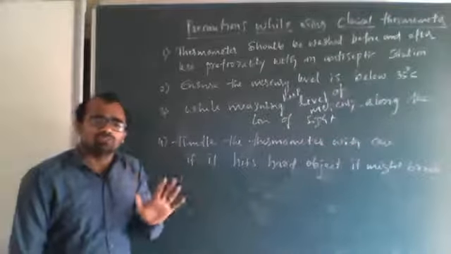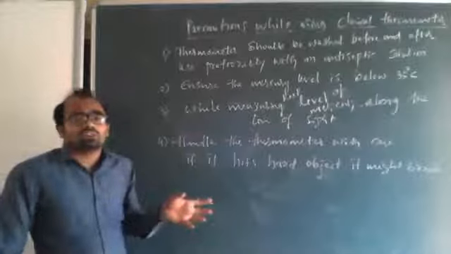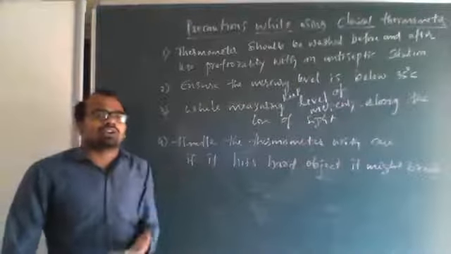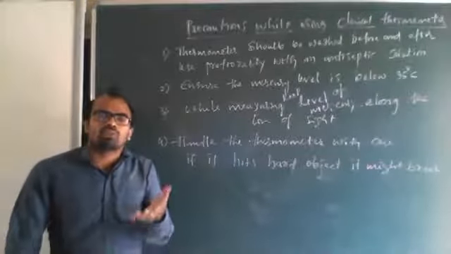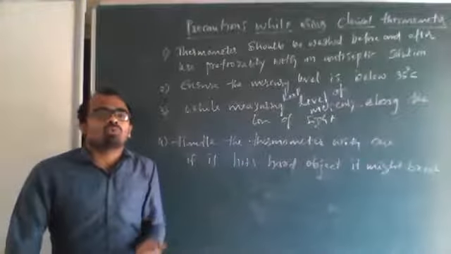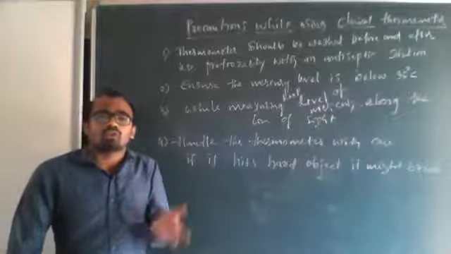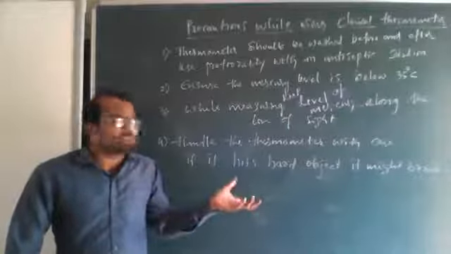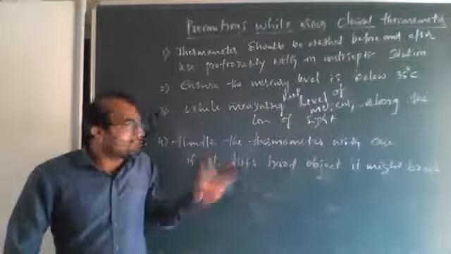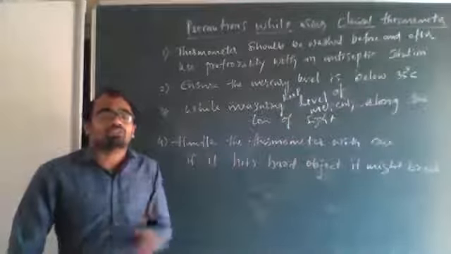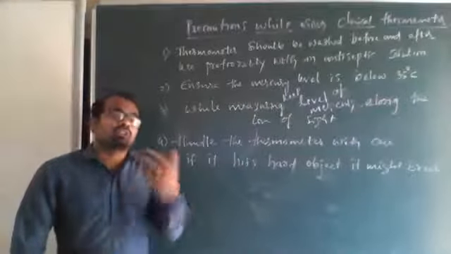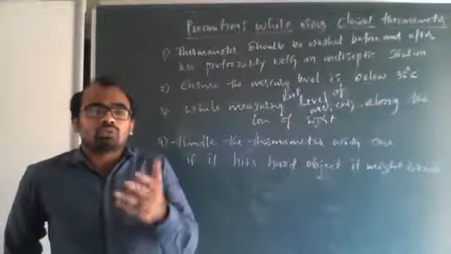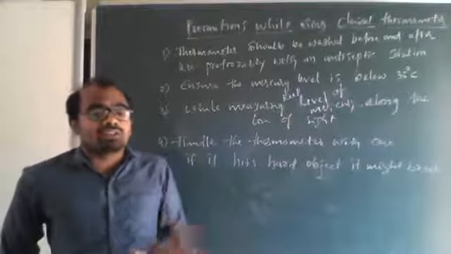And another thing: the clinical thermometer should not be kept in sunlight. Around 11 am, 12 pm or in the afternoon, there will be more heat, and the sun is hotter at that time. So this thermometer may break if it is kept in sunlight. If it is summer season, it will be even hotter, and there is a chance that it might break.